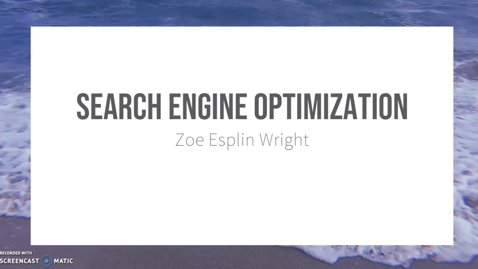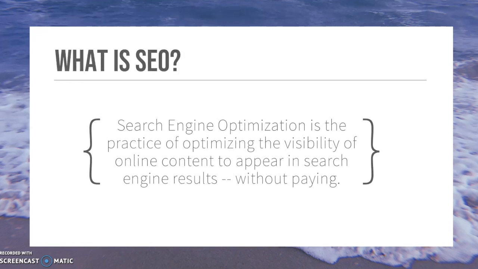So first of all, let's define it. Search engine optimization is the practice of optimizing the visibility of online content to appear in search engine results without paying. And that last part's important because it means we're not talking about paid advertisements on Google. We're just talking about ways that you can organically increase your visibility on search engines.